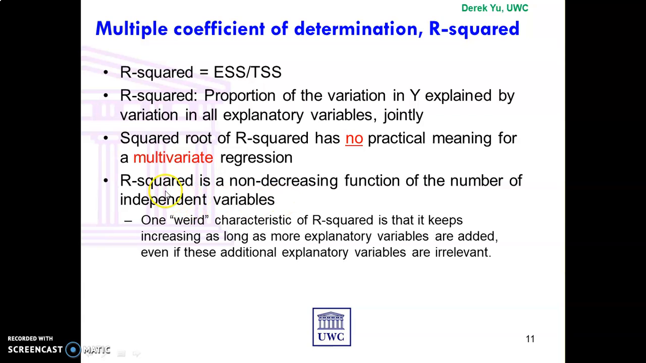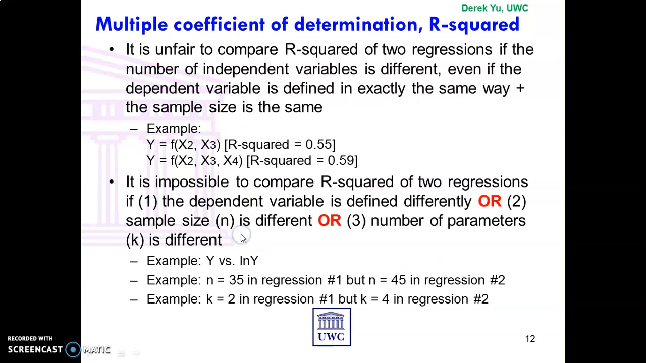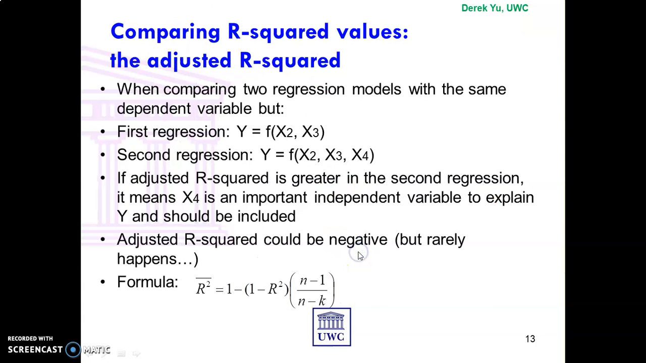And then there is one weird characteristic of R square. As long as you add more and more explanatory variables, your R square is guaranteed to increase, regardless of whether these additional explanatory variables are relevant or irrelevant. Then it would become a bit problematic if you want to compare the goodness of fit, or R square, of two regressions with different numbers of parameters. This is why we move on to rather use adjusted R square to compare the goodness of fit of two regressions with different numbers of k and even different sample sizes.